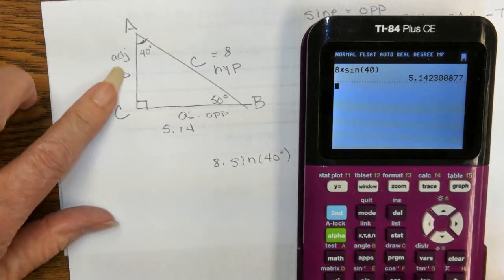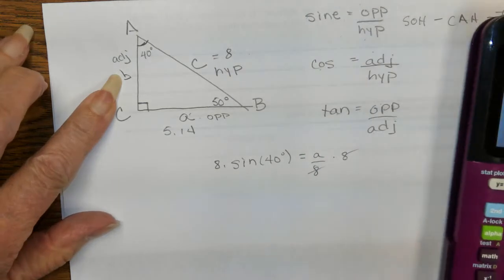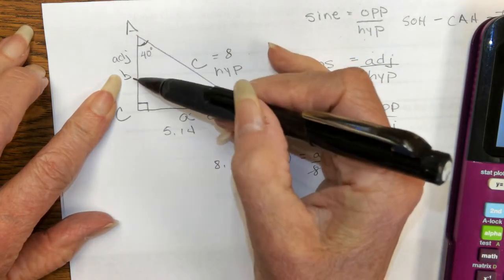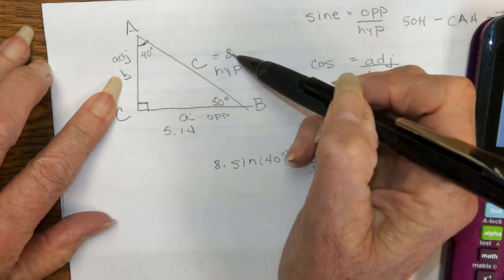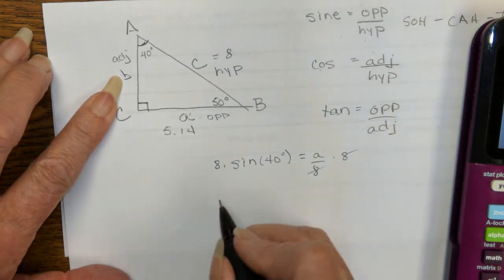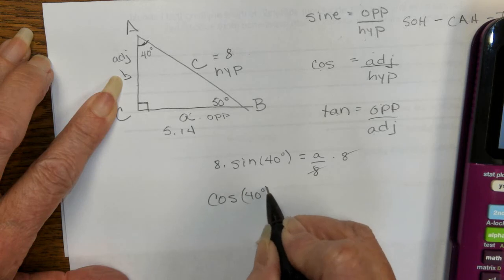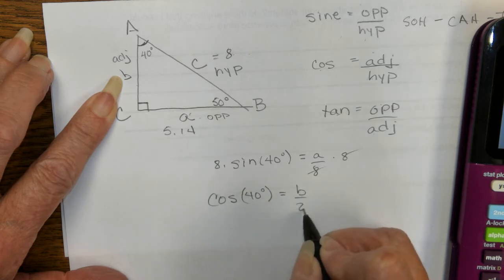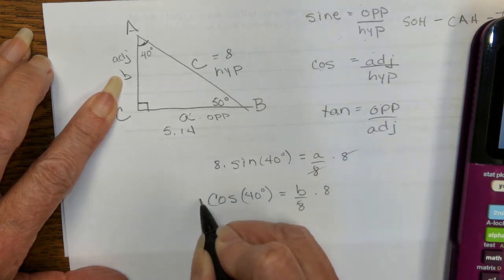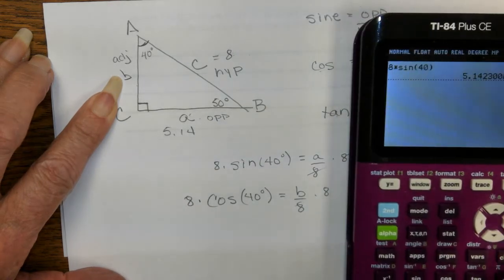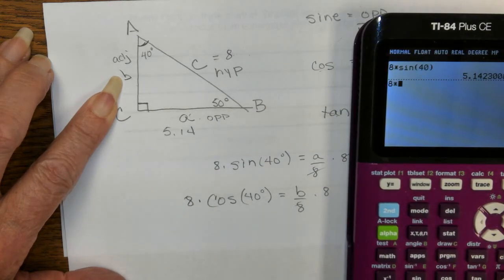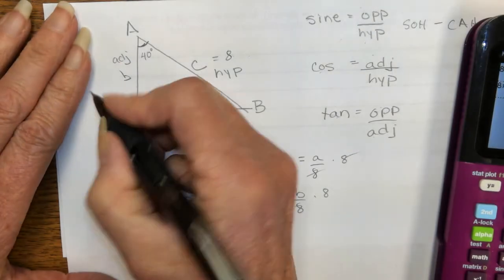To find side B, I want to find the adjacent side. I have the hypotenuse, that is cosine. So the cosine of 40 degrees is equal to B over 8. And we're going to solve exactly the same way and just put 8 times the cosine of 40 into the calculator and get approximately 6.13.